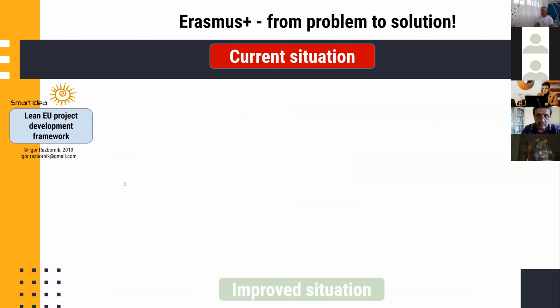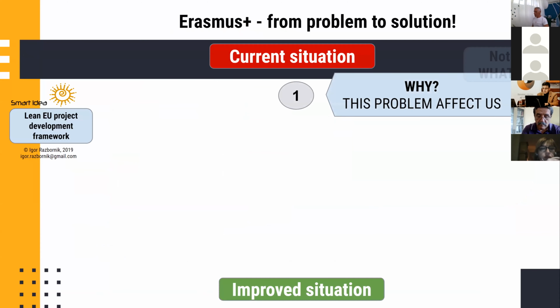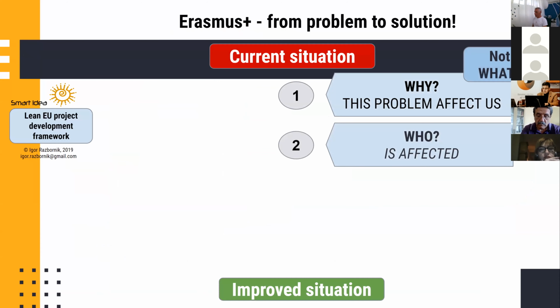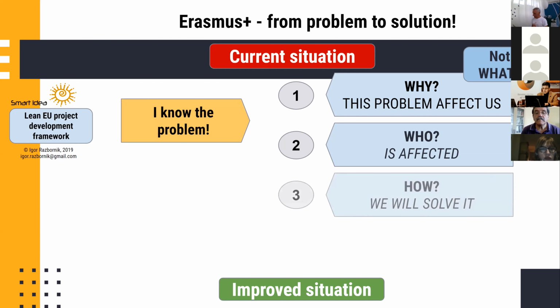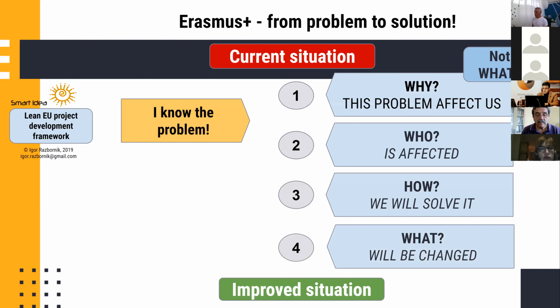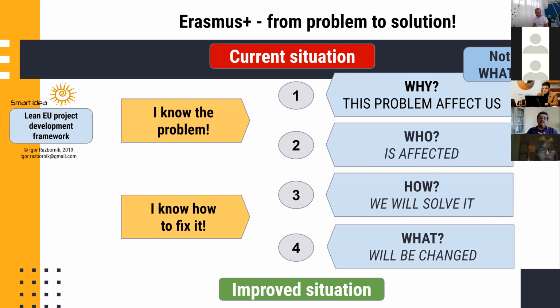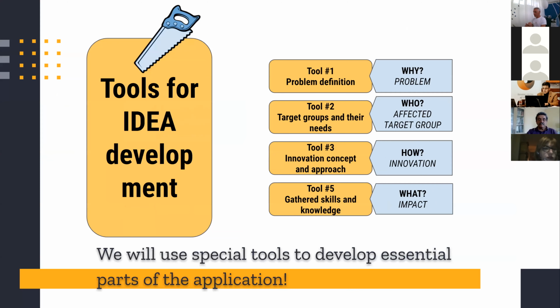So again, we are going from the current situation to the improved situation. At the beginning, we need to say why this problem affects us. We are not telling what we will do. This is very important. We do not tell what we do. Why? Who is affected? Then with that we present that we know the problem. And then how we will solve it, what will be changed, and this presents how we will fix it. So this is the basic idea of the project.